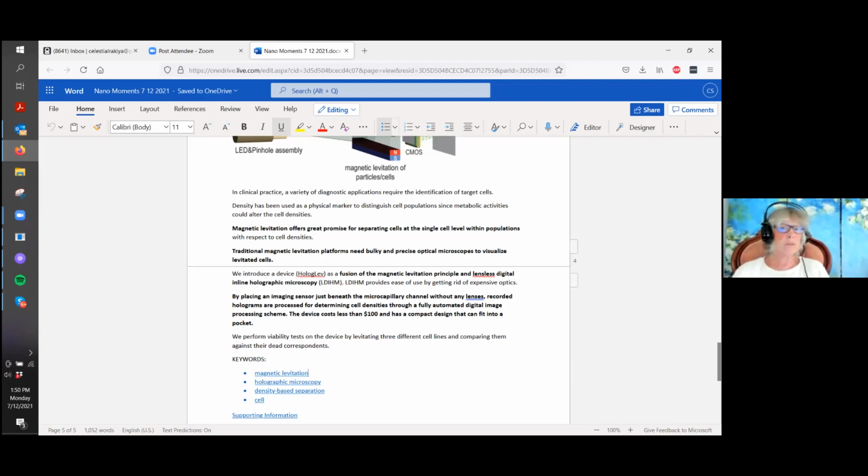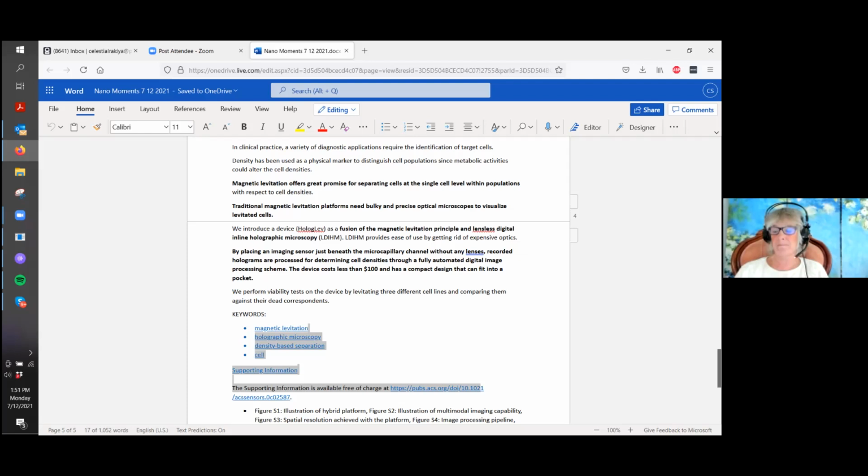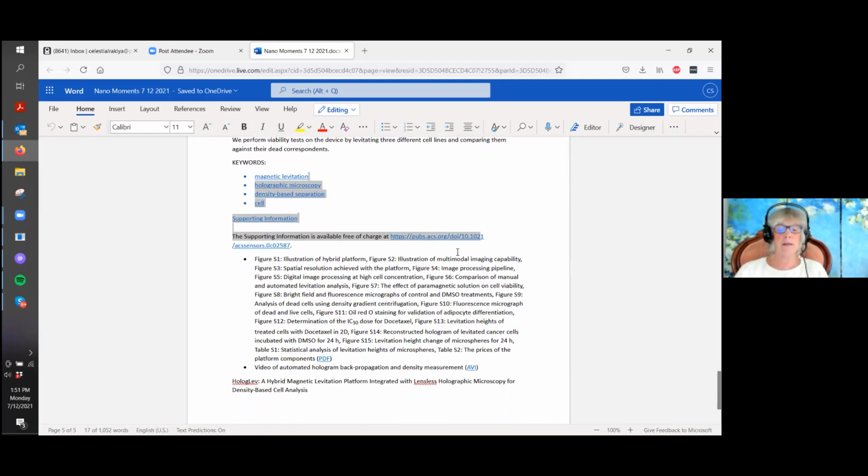So what are the keywords that you want to remember that you might see in the media in the days to come? Magnetic levitation, holographic microscopy, if I could say it, density-based separation, and cells. And if you do go to this one in ACS Sensors, there is a supporting document that you could read, like a white paper. So that is all I have for today.